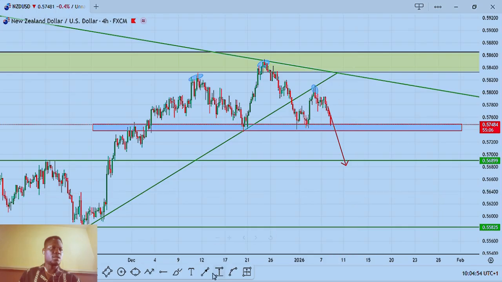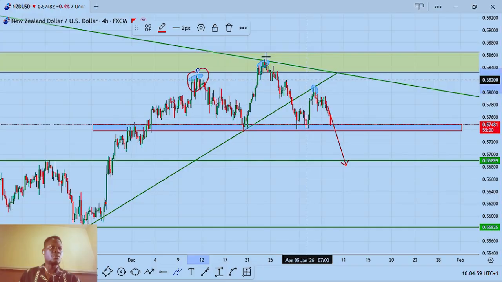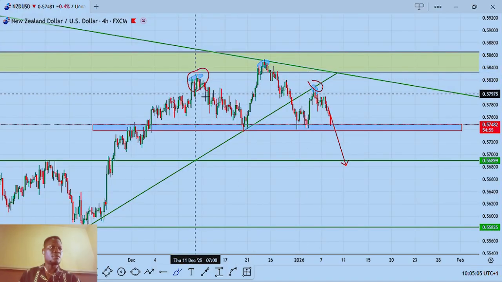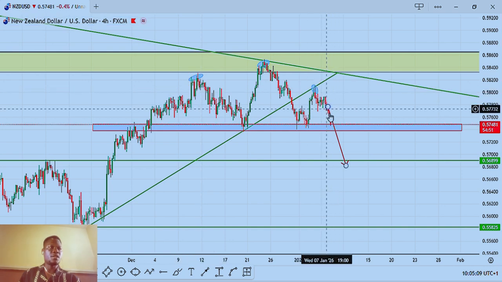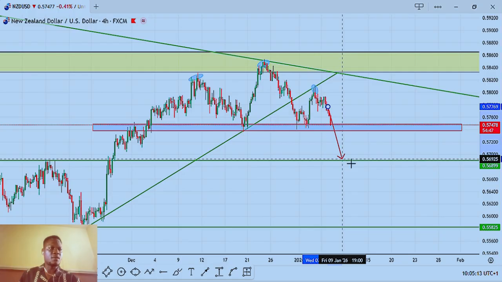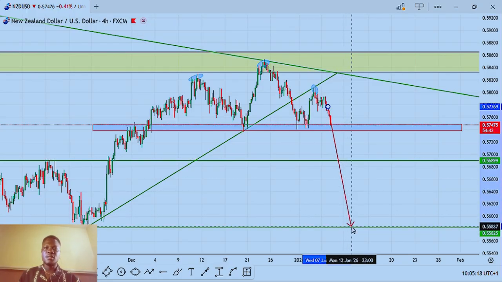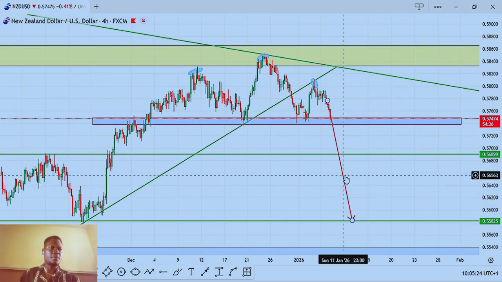All right, so you see this reversal pattern, a head and shoulders pattern: the left shoulder, the right shoulder, and a head that is formed on this 4 hours time frame. Since I missed my first entry, I'm going to wait to see if the market can break out of this neckline. If the market breaks out of this neckline, then the NZDUSD is going to drop about 200 pips.